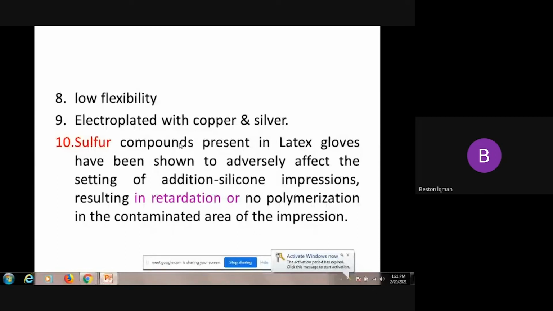But when you take an impression with silicone, you must not wear gloves. Without gloves, you take the impression. Why? Because one of the components in the gloves is sulfur. This sulfur can cause retardation or no polymerization, without any reaction. That's why you must not use gloves with silicone, especially latex gloves.